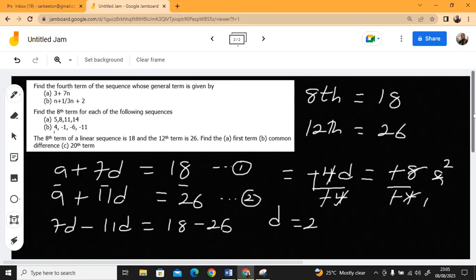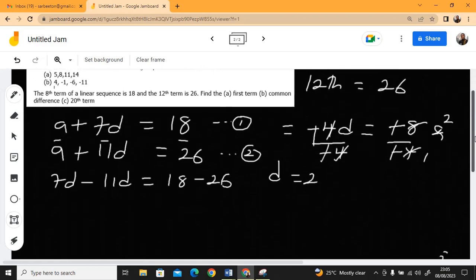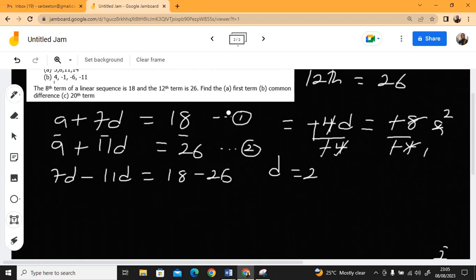Now the next one, they asked me to find the first term, which is a. You know, first term is a now. So I can use equation 1 or equation 2. I'm using equation 1. Now anywhere you see d in equation 1, you are going to insert 2.